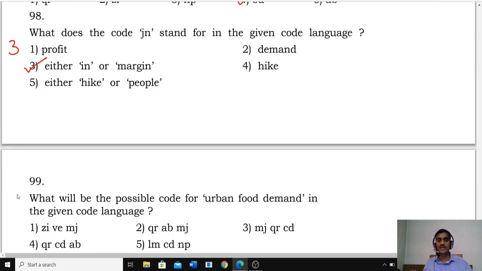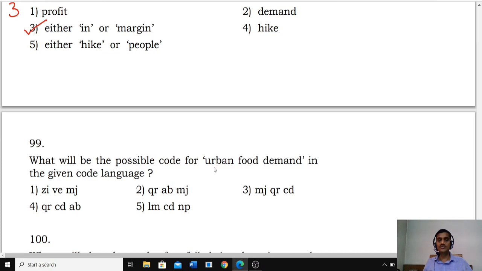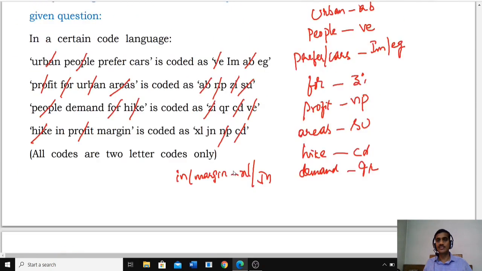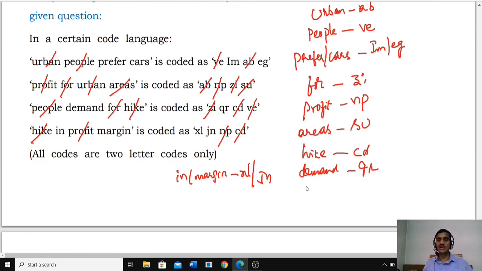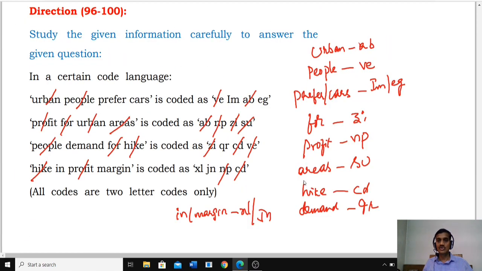98 choice. What will be the possible code for urban food demand? Urban food demand. Urban is AB, demand is QR. AB, QR. Urban AB, demand QR. Meanwhile, we are left with food. What is the code for food?